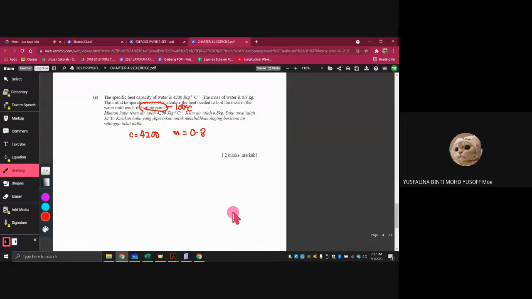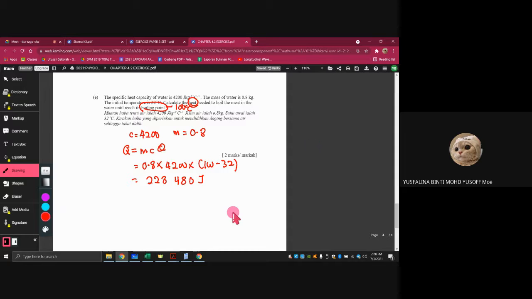So this one you have to calculate the heat energy. So use the formula mc theta. Okay, so the m is 0.8, c is 4,200, theta is 100 minus 32. So you get 0.8 times 4,200 times 68, which is 228,480 joule. Remember the heat energy, the unit must be in joule. So that's how you calculate.